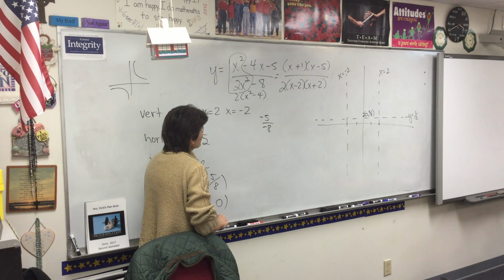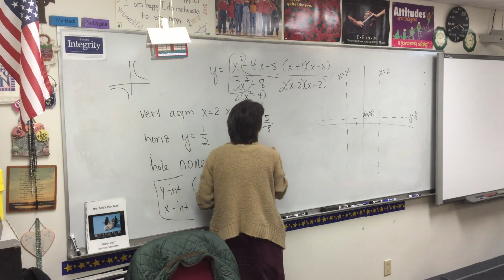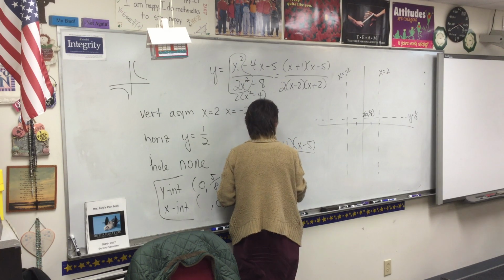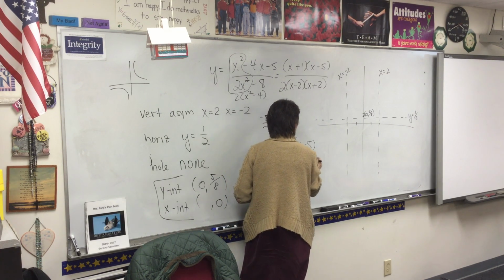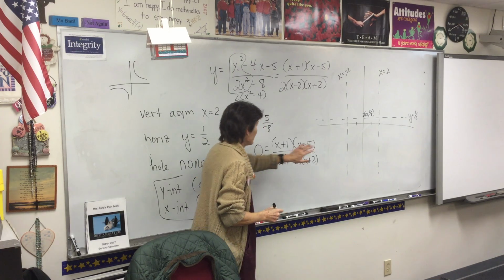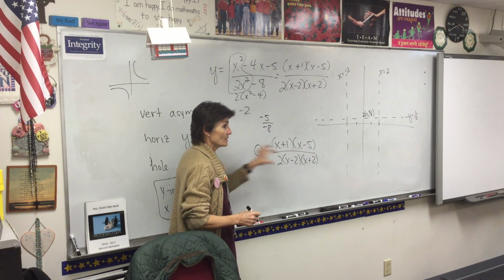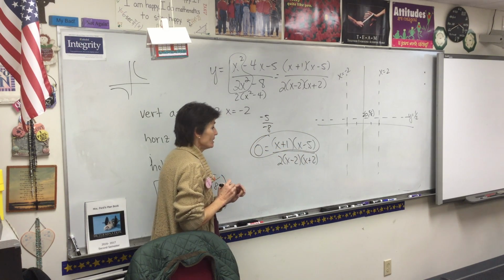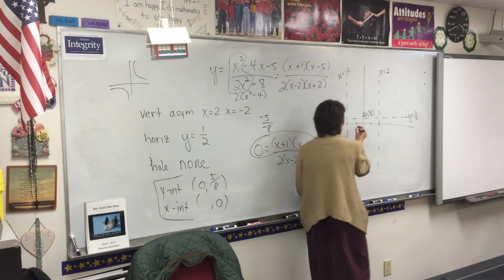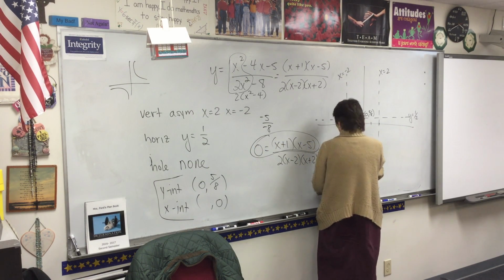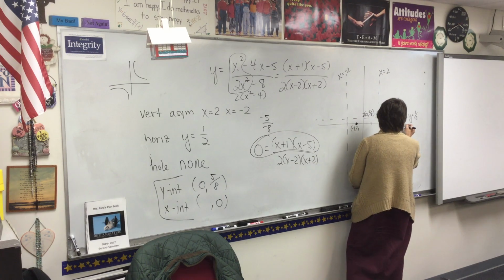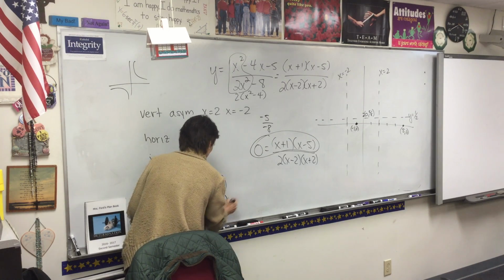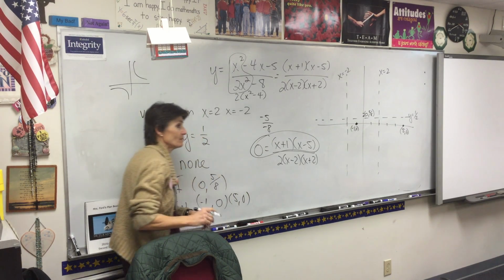Now, x-intercept, I'm going to put 0 in for y. And do not be afraid. This is an easy equation to solve. It's super easy, because what happens to the denominator? It's gone. So basically, aren't you solving this right here? So x is either going to be -1 or +5. So my x-intercepts are -1 and +5.